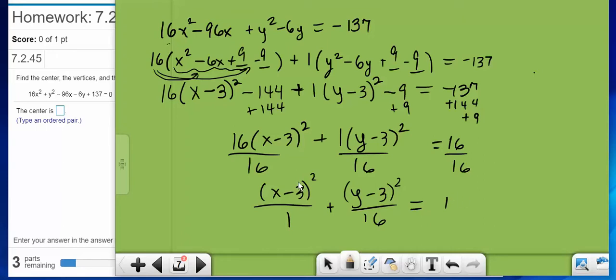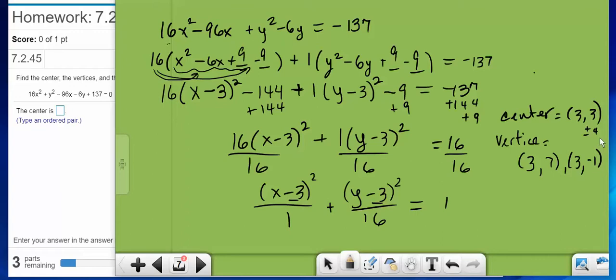So the center will be, so h, k, it's 3, 3. So you change both those signs. Now the bigger number's under y, so we're going to square root 16, and that's 4. And then add, subtract 4, and it's in the y direction, so we got to do it to the y coordinate. So 3 plus 4 is 7. 3 minus 4 is negative 1. So those are my vertices.